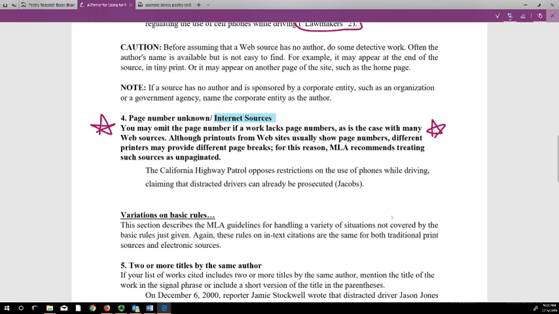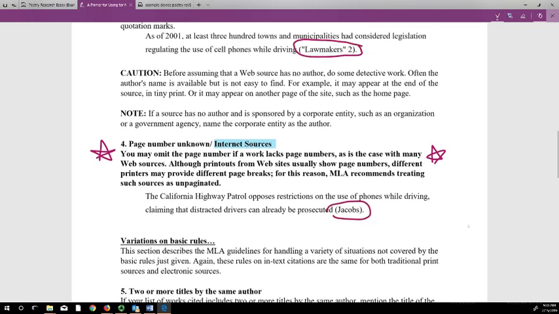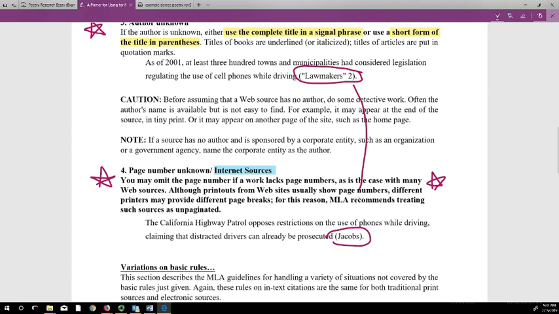So if there are page numbers, use those page numbers. If there's not, then you have to treat it as an internet source. So now you'll notice here, how is this one different from this one? How are these different? Page number? No page number. Why? There's no pages in cyberspace. So therefore, we just have the author's last name.